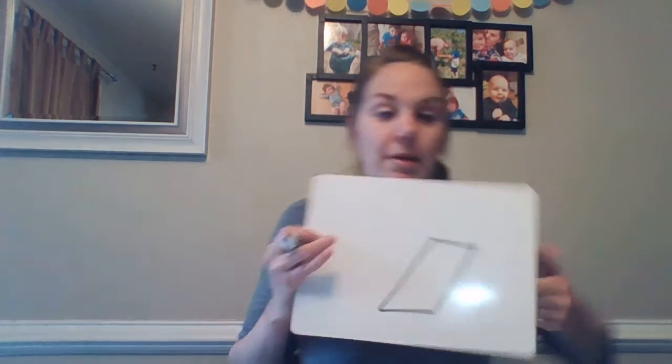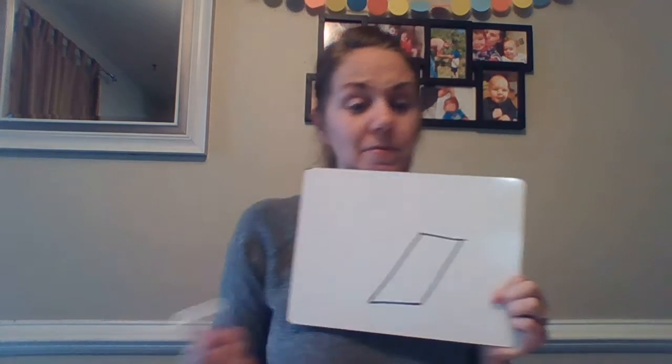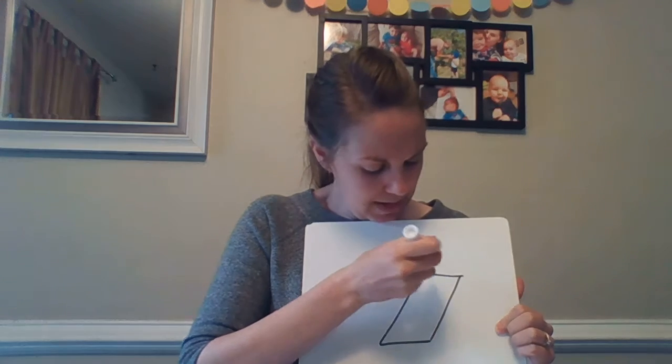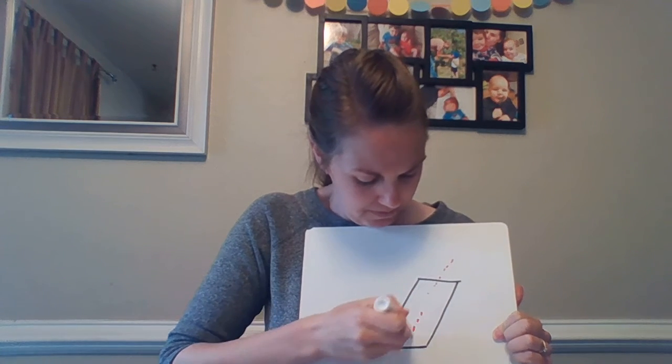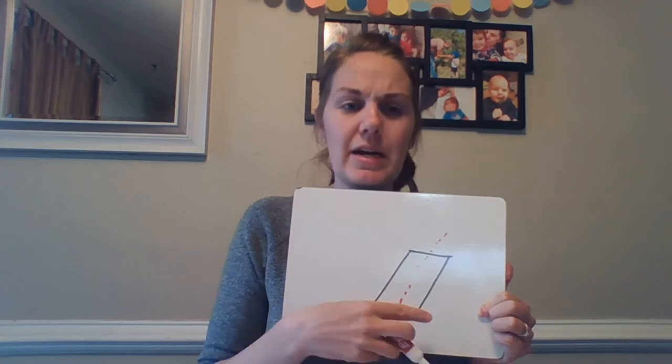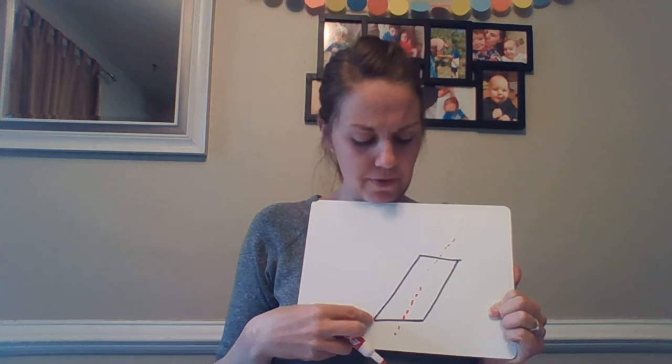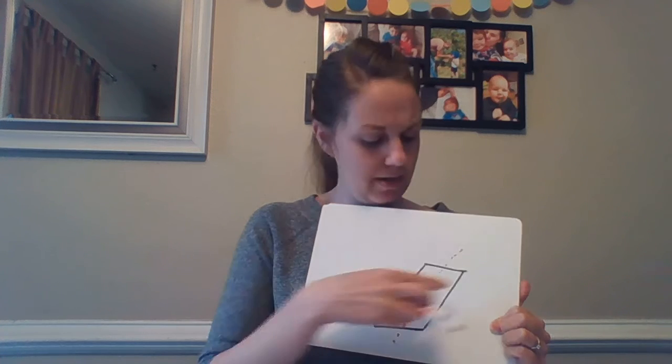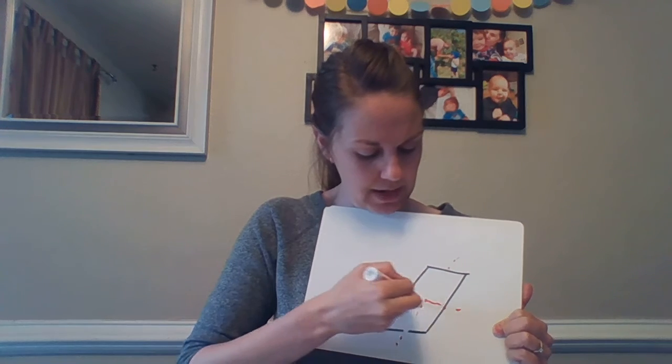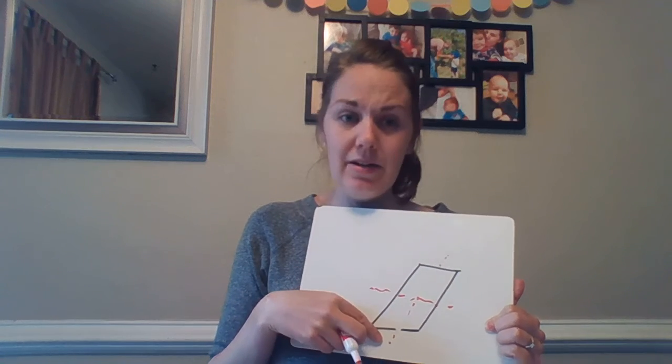So if I had my parallelogram, and mine isn't perfectly straight, but would there be any way that I could fold it so that the sides would line up with each other? No, because if I fold this one over, it's going to create kind of a funny point. If I fold it in half this way, there are sides that are not going to line up. So my parallelogram would not have any lines of symmetry, even though it does have equal sides. So sides and angles both matter when you're talking about lines of symmetry.